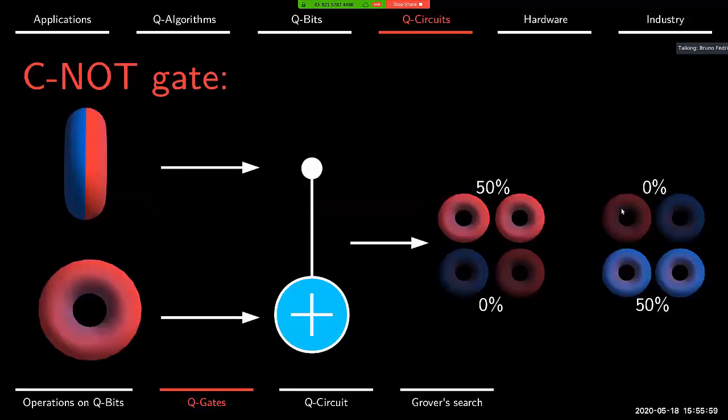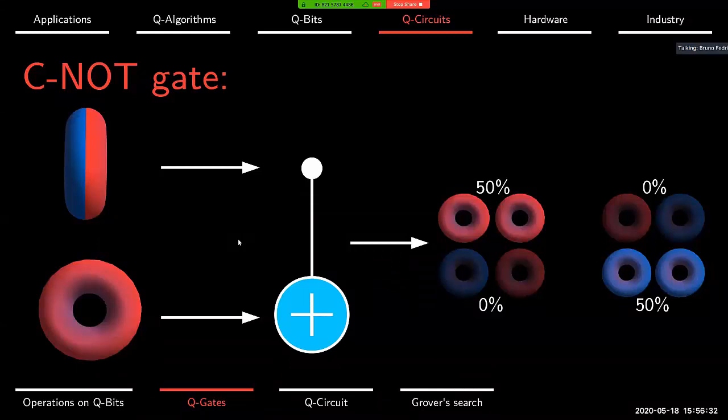A second gate is the CNOT gate, the controlled-NOT gate, a controlled-X gate. So the controlled-X gate works the following way. You have a control bit, a control qubit, on the top, and a target bit on the bottom, a target qubit. So control and target. If the control bit is in state 0, then nothing happens on the target bit. But if the control bit is in state 1, then you will flip the target bit. So this is in the classical domain.